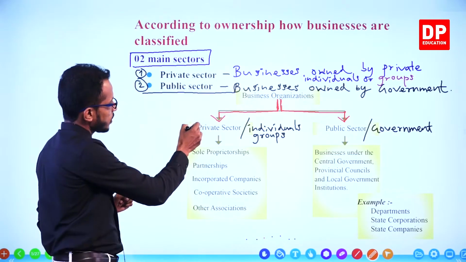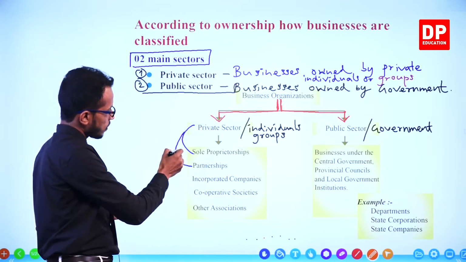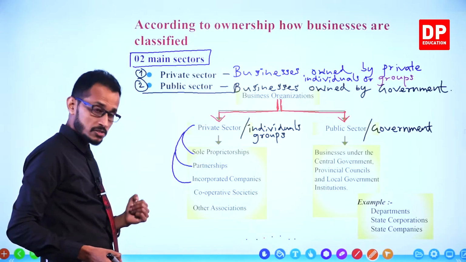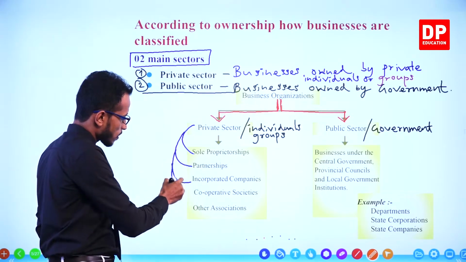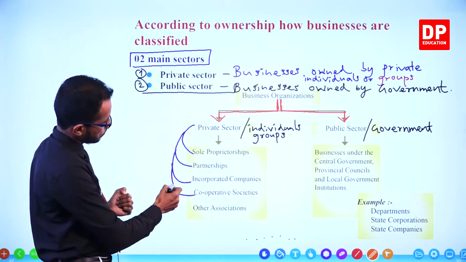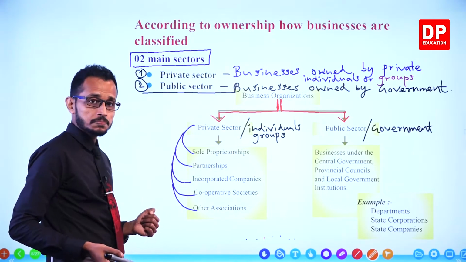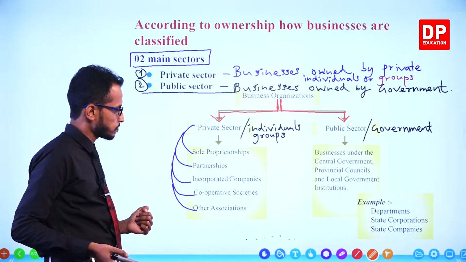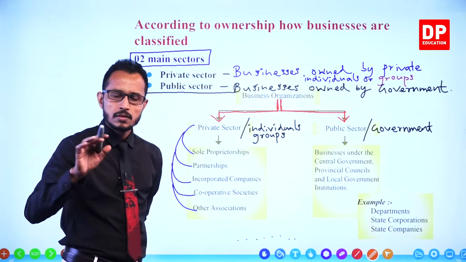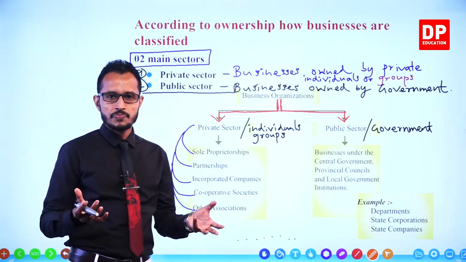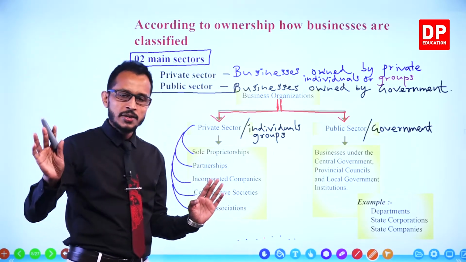Here you go, children. Sole proprietorships. Then we have partnerships. Then we have incorporated companies. New names, new words, huh? You're going to learn about all these. Cooperative societies. Other associations. Can you remember this? As a list. Most of the students, they memorize by heart, you know what I'm saying? Okay, it's hard, I know, but let's try.